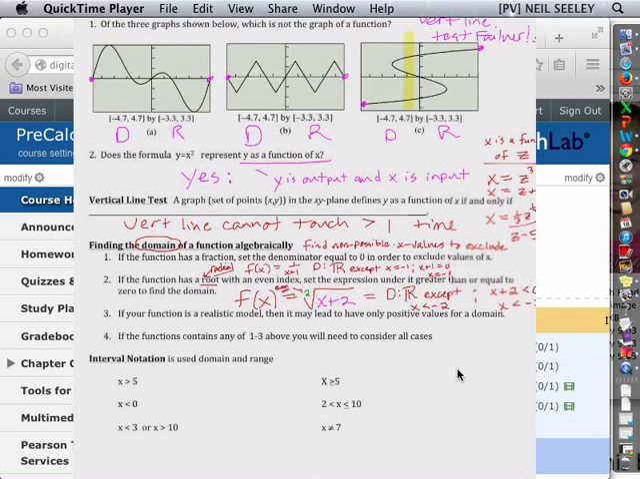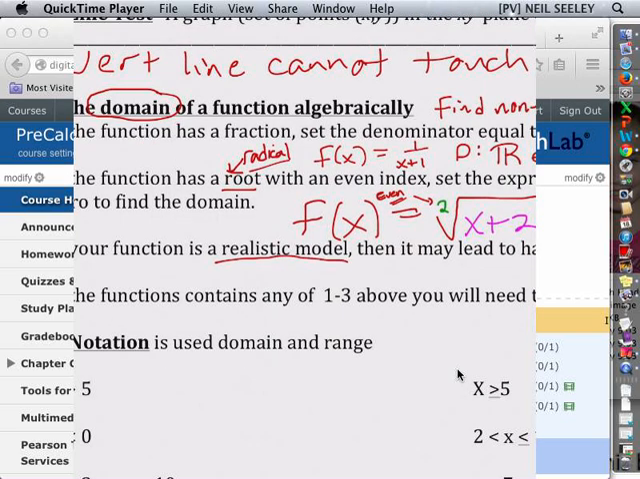If your function is a realistic model, it's number 3, then it may lead to having only positive values for a domain. So realistic means in the context of it. So I'm going to just give you some ideas. If you're talking about area, realistic as in context is real. So you have to look at it. Area would be a good example. So we're saying we don't have negative areas.